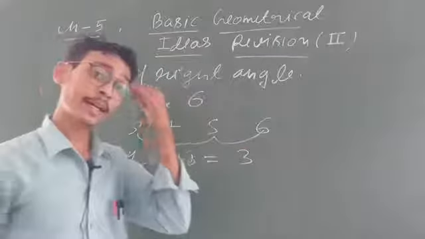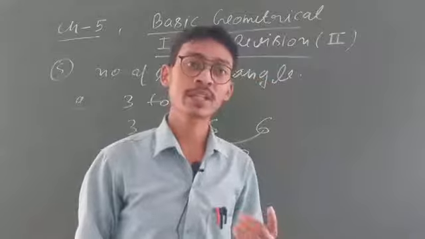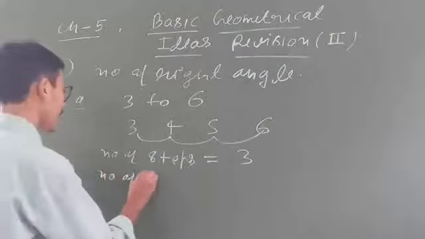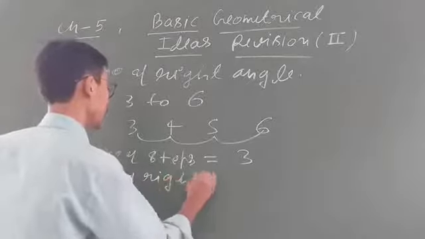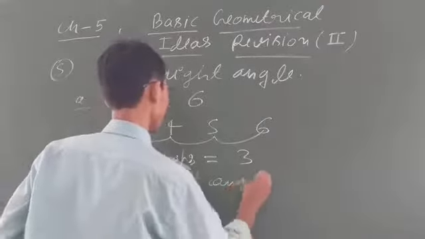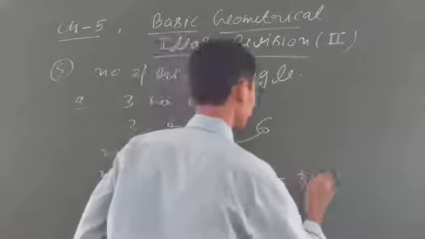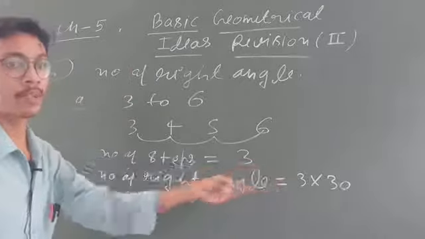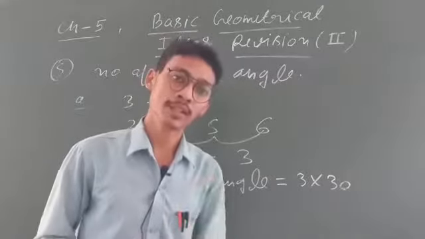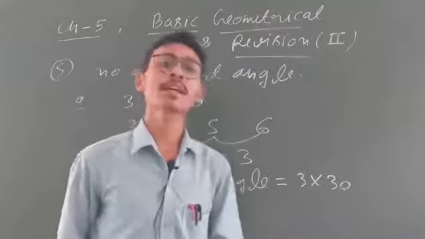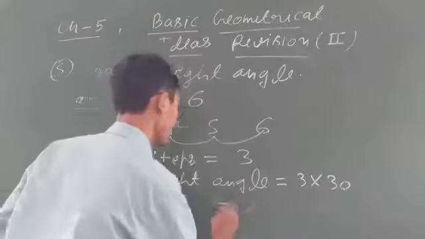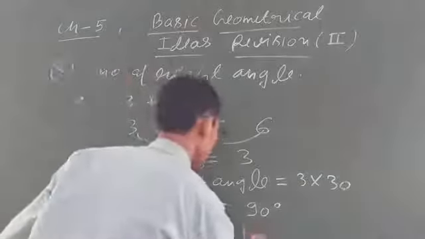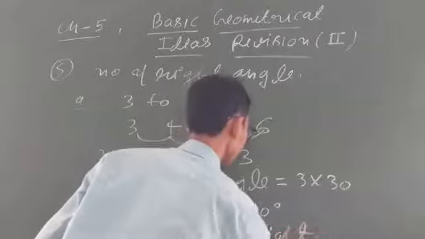Now you know that at every step there is an angle of 30 degrees, as I explained yesterday. So the angle is equal to 3 multiplied by 30, because one step equals 30, so 3 steps equal 3 multiplied by 30 degrees. It will come to 90 degrees, which equals how many right angles? 90 degrees means 1 right angle.